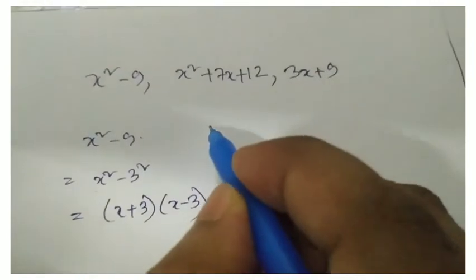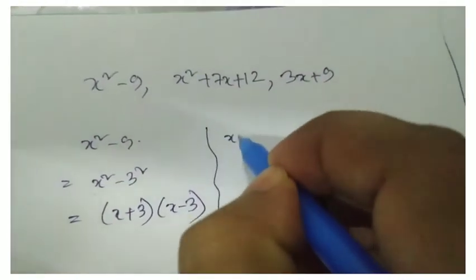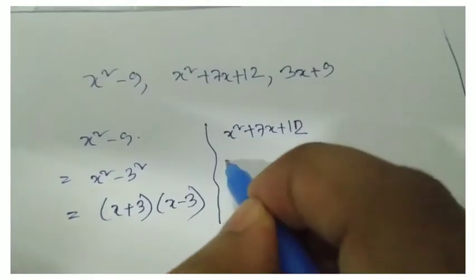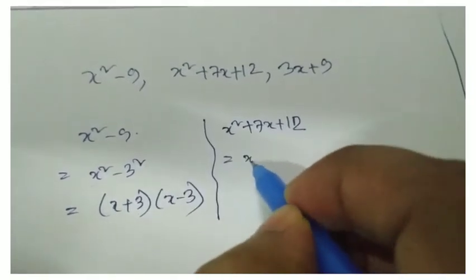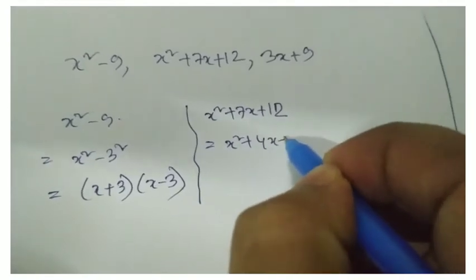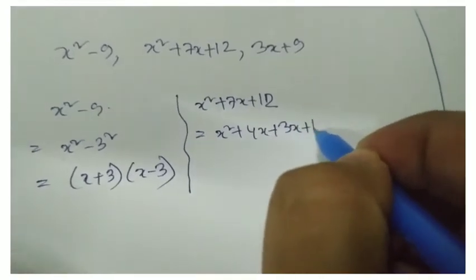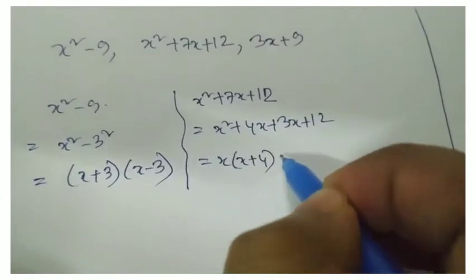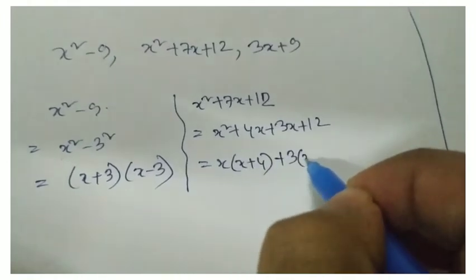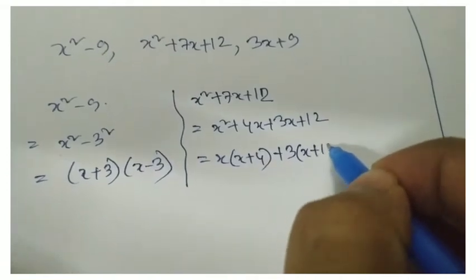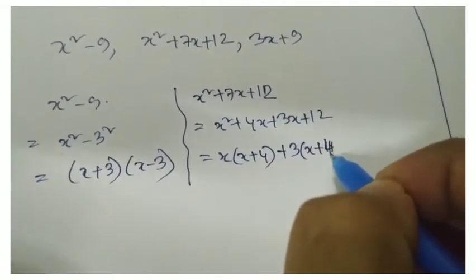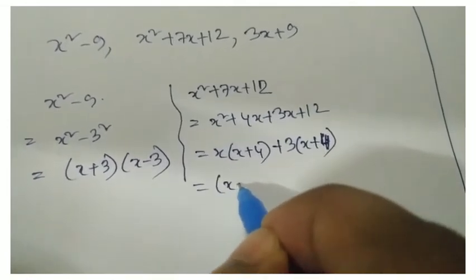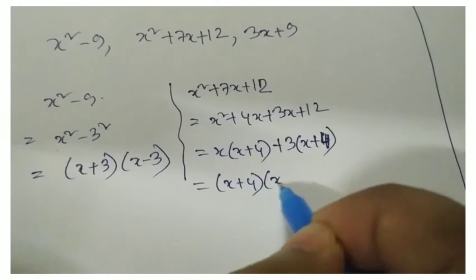Similarly, x square plus 7x plus 12 can also be factorized by the middle term method. We can write x square plus 4x plus 3x plus 12. Breaking it down, x into x plus 4 plus 3 into x plus 4. So finally, x plus 4 into x plus 3.